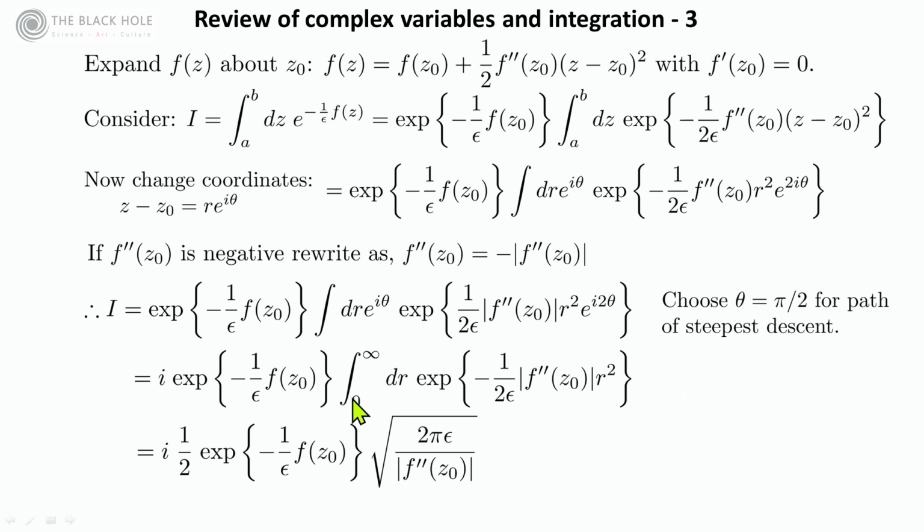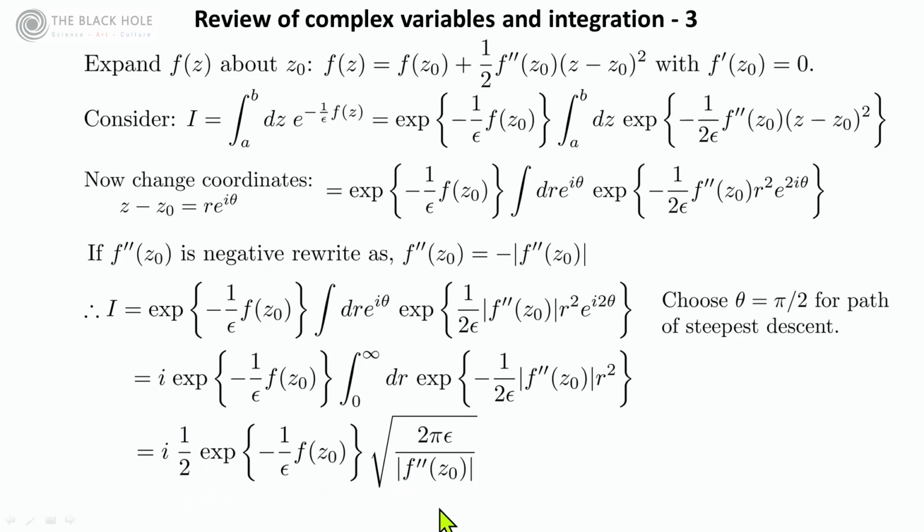And so anyone can do this integral. You remember if it was minus infinity to plus infinity, I'd get a square root of pi over the stuff over here. But since we're doing only half the integral, there's a half coming out here. The important thing is that there's an i over here and there's a half over here.